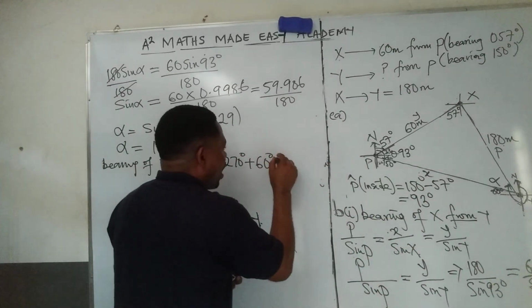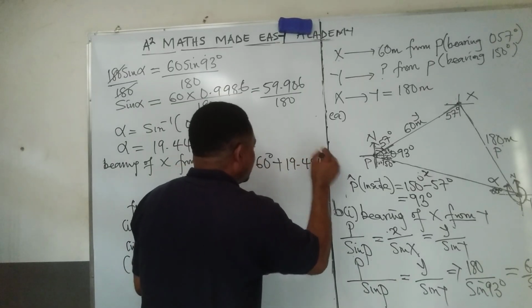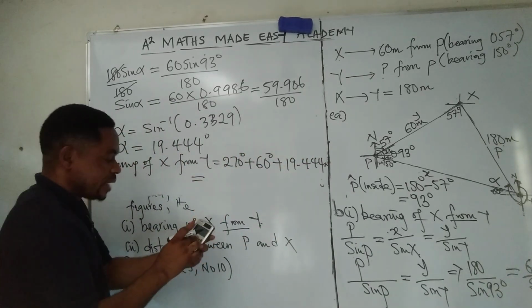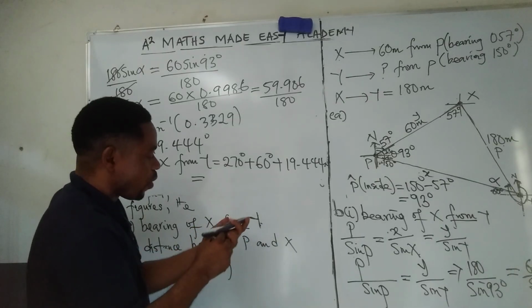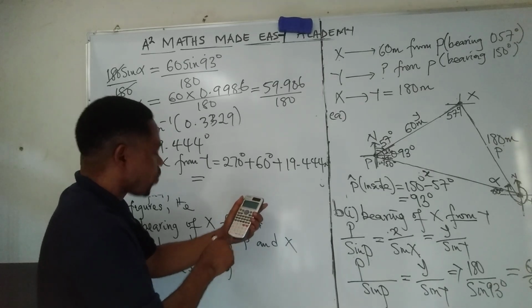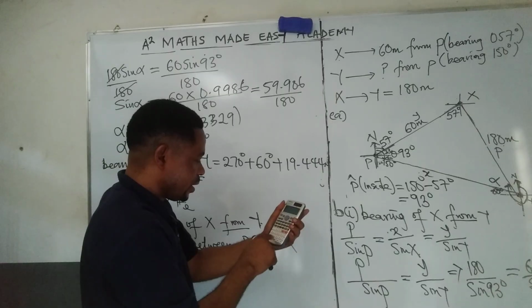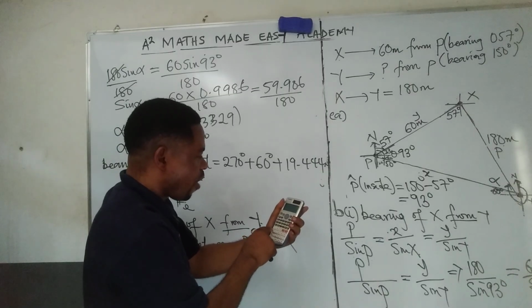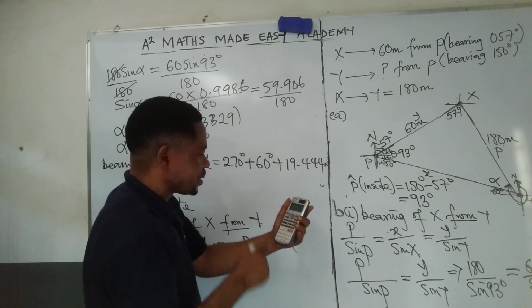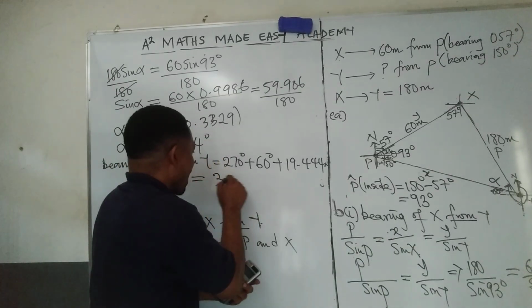Now what is the value of alpha? Alpha is 19.444 degrees. Can we add the whole angle now and see exactly what we are going to get? Oh yeah, watch. Are you ready? I will punch 270 degrees plus 60 degrees plus 19.4444. What is the answer? Wow, the answer is 349.